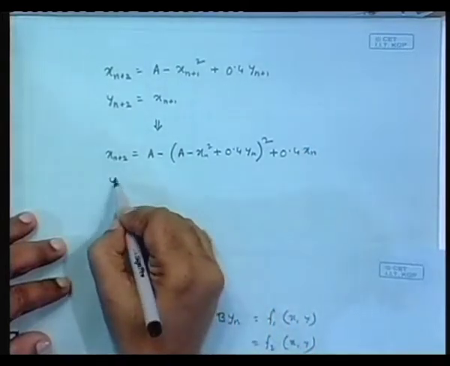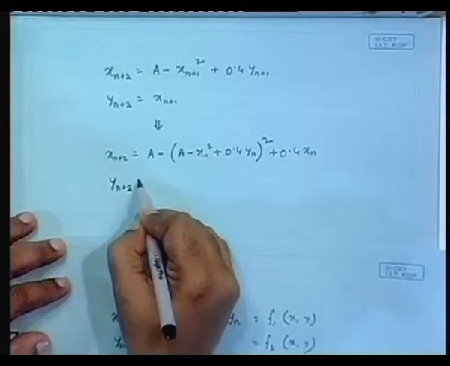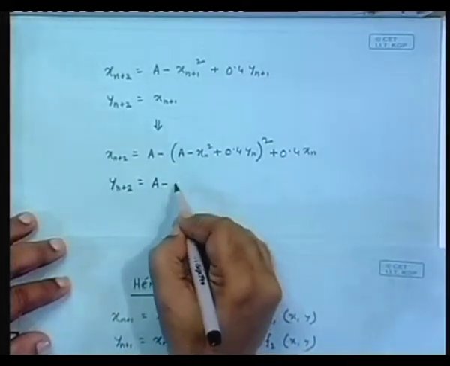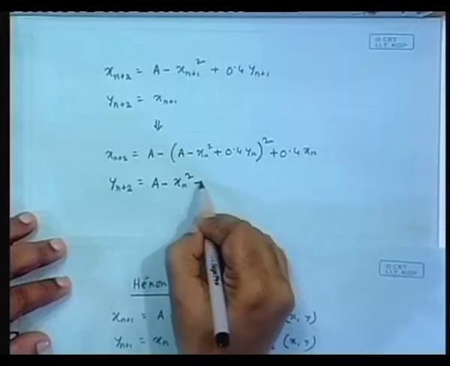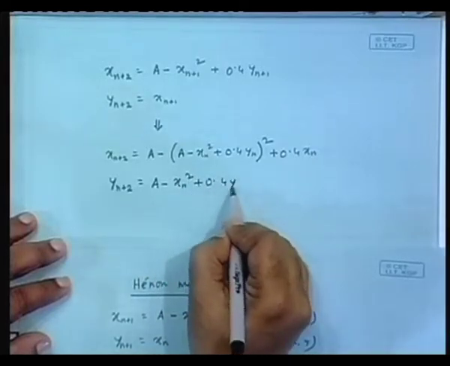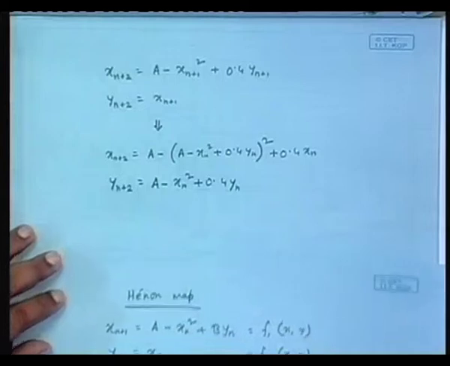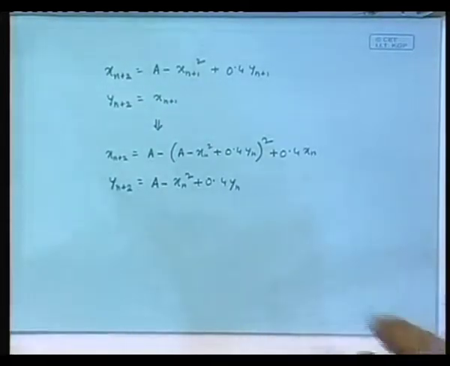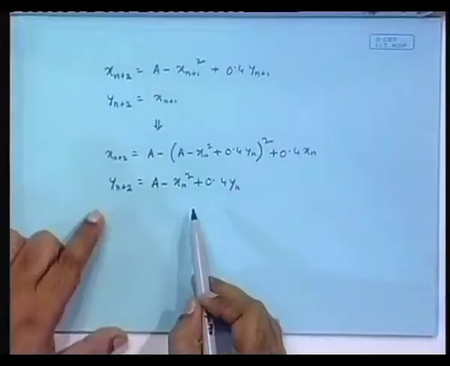Now, y n plus 2 is equal to x n plus 1, which is a minus x n square plus 0.4 y n. So, you have got the second iterate of the map. Do you? How to find the fixed point of this?